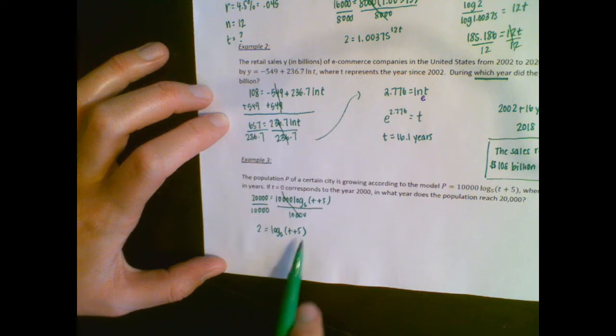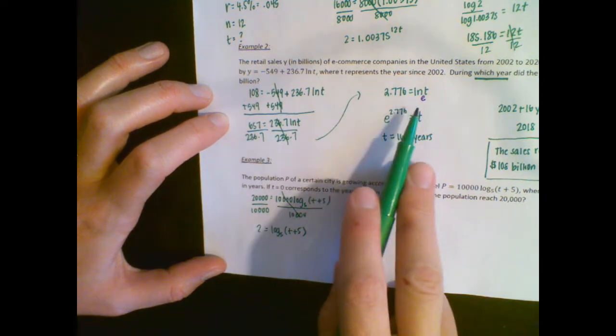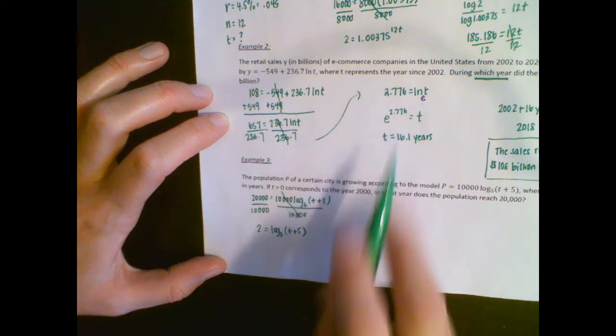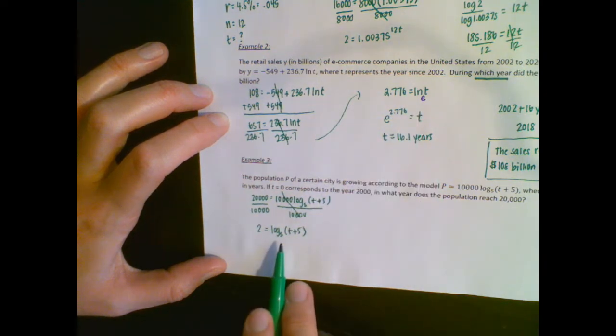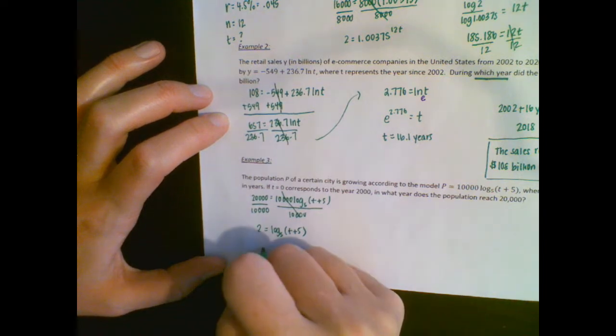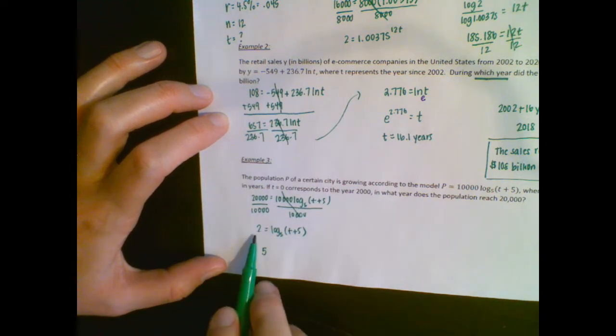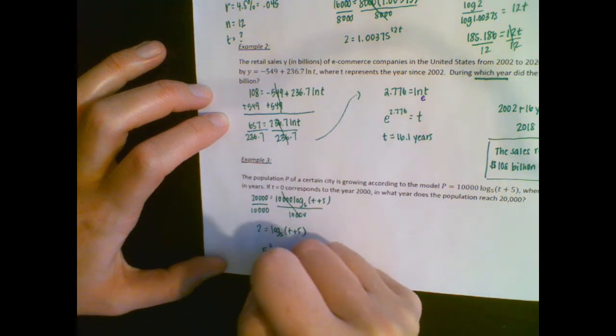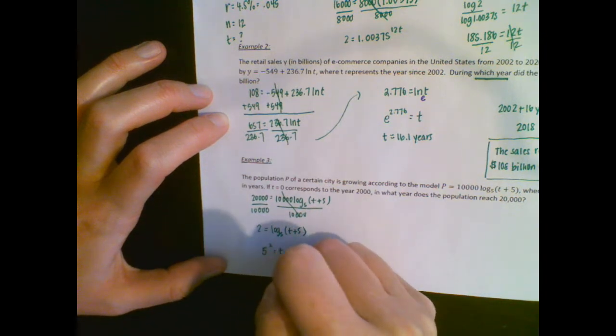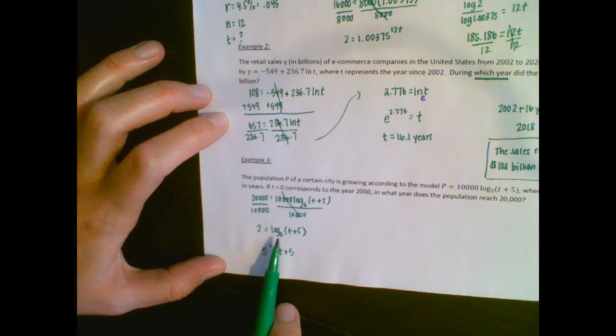And now that I have this log base 5 by itself, I'm going to do something pretty similar to what I did in the last example, except now my base isn't E, my base is 5, but I'm still going to rewrite this in exponential form. So the base here is 5. I'm going to raise it to its exponent of 2. And I'm going to set it equal to that T plus 5. Again, when you're rewriting this in exponential form, you're undoing the log. So in this step, you don't need to rewrite the log. You're undoing it by doing this exponential form.